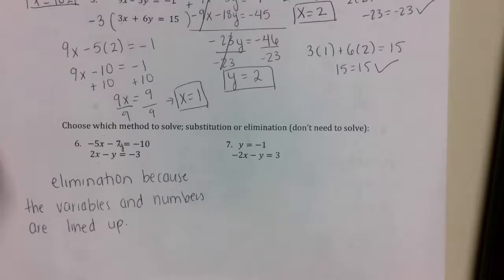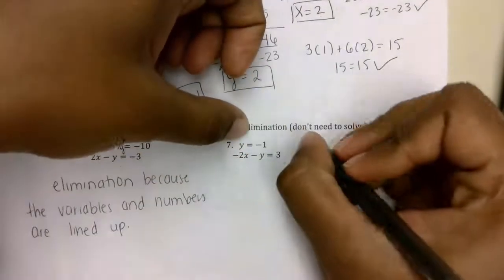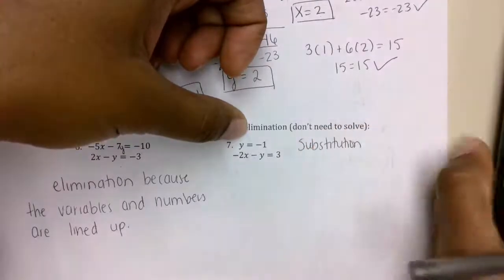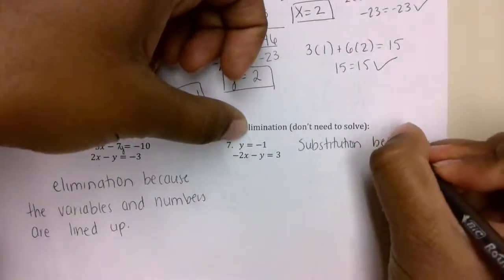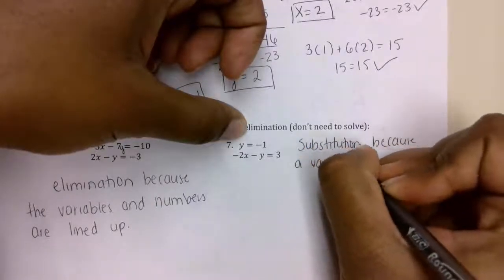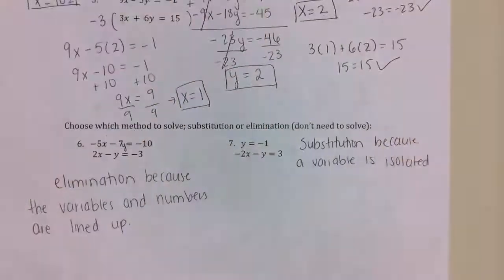For number 7, you've got y equals negative 1 and negative 2x minus y equals 3. You'll notice that in the first equation y is already isolated. So for this one, substitution makes the most sense, because a variable is isolated already. And that's all.